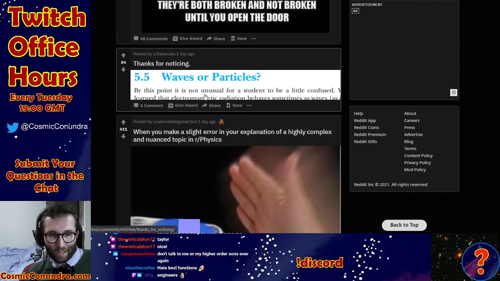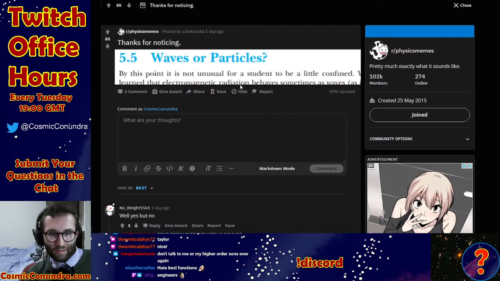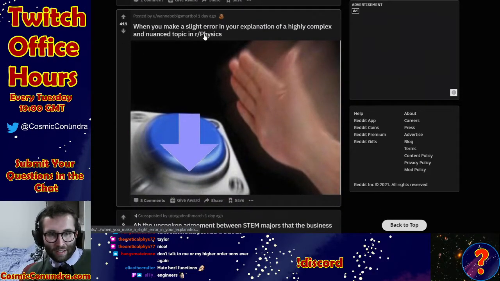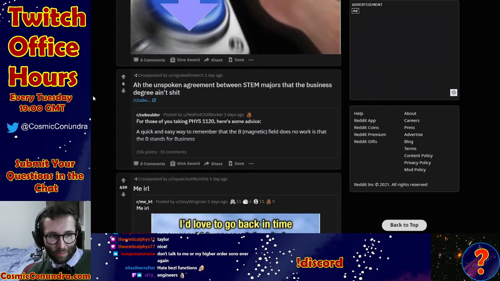Waves or particles. By this point, it's not unusual for a student to be, let's open it, a little confused. Oh, right. Just out of context. If you get that far in physics, you should be a little confused. When you make a slight error in your explanation of a highly complex and nuanced topic in r/physics. Downvote. Yeah, people are very downvote happy in r/physics. And Reddit in general, I guess.